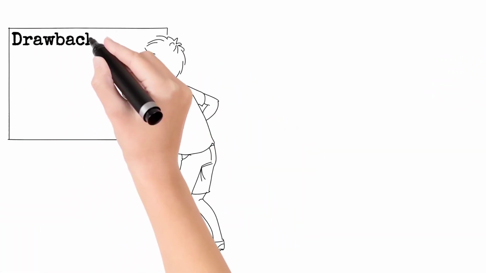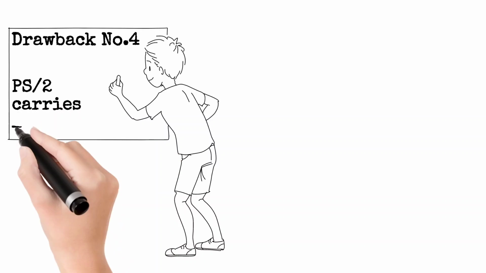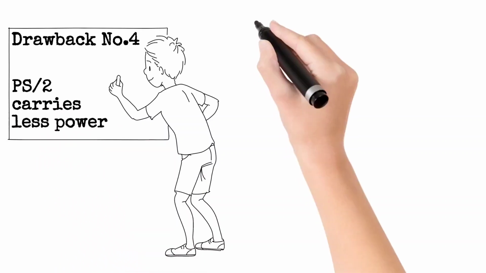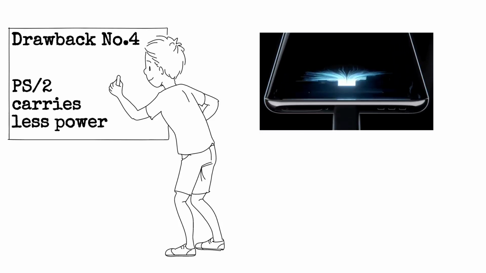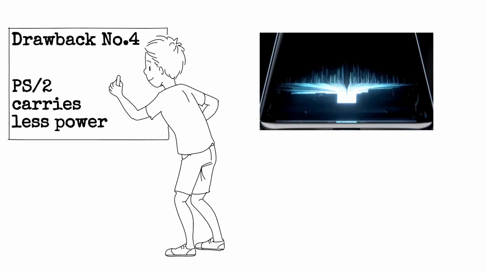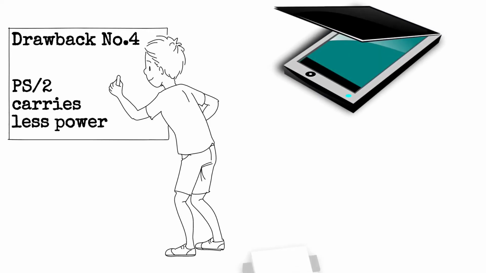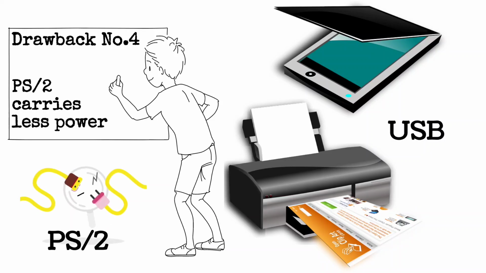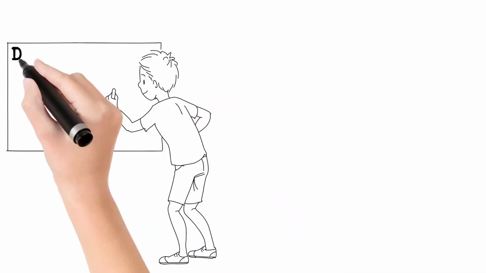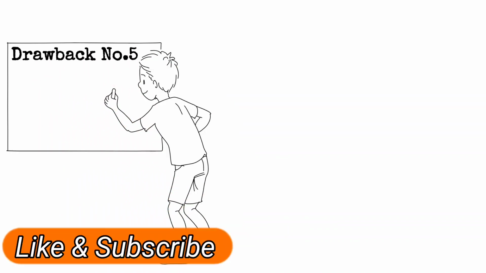The fourth drawback is PS2 can carry less power. USB devices can draw power from the port to which they are connected. For this, they don't need an extra source of power. Yes, it's not true with the printer, scanner, or other heavy machines. But most of the small electronic devices don't need an extra power source after connecting through USB. But unlike USB, PS2 cannot carry more power. The fifth and the last drawback is PS2 became slower.